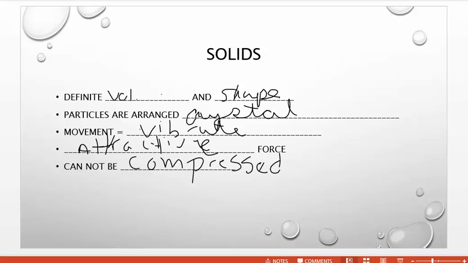They cannot be compressed. So you can't squeeze them. All right, so now let's go on to liquid.